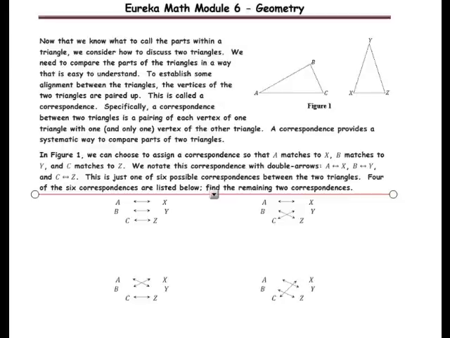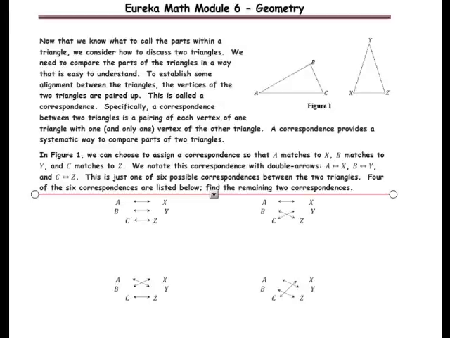Why do we take time to set up a correspondence? A correspondence provides a systematic way to compare parts of two triangles. Without a correspondence, it would be a bit difficult to discuss the parts of a triangle because we wouldn't have any way of referring to the particular sides, angles, or vertices. How is it possible for any two triangles to have a total of 6 correspondences?